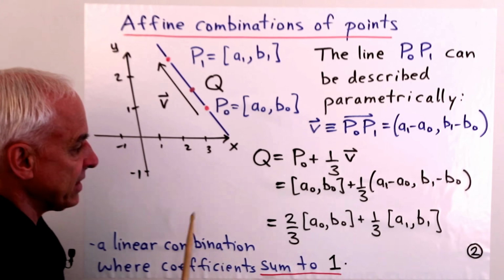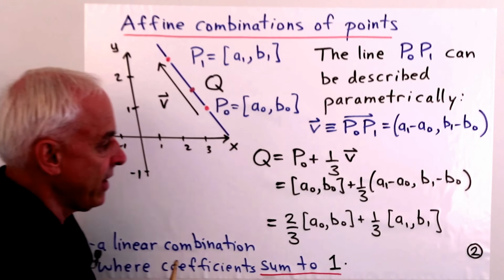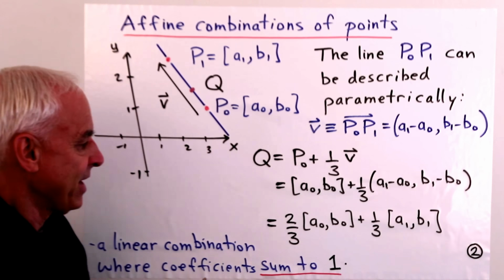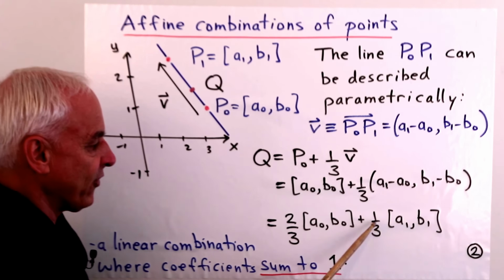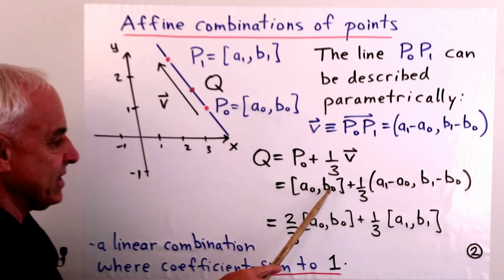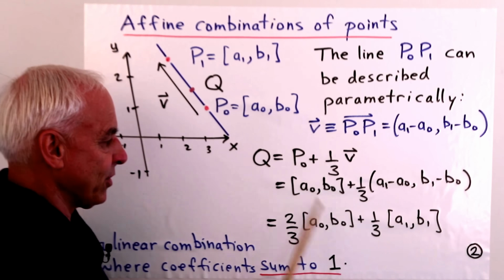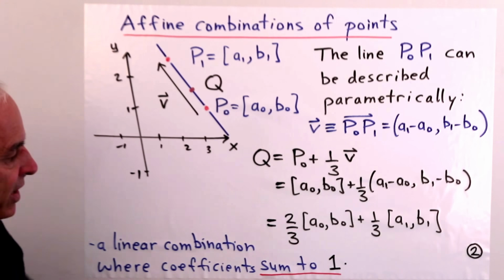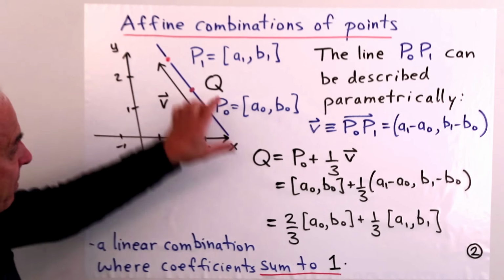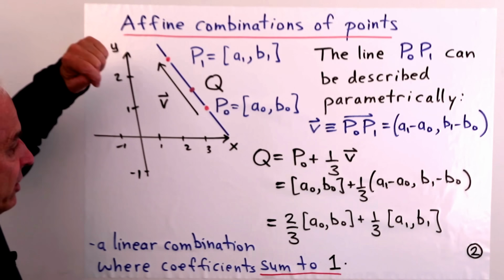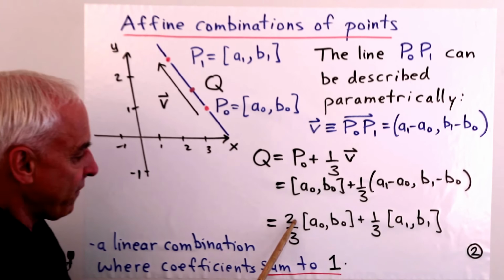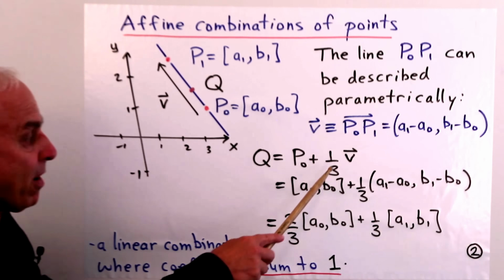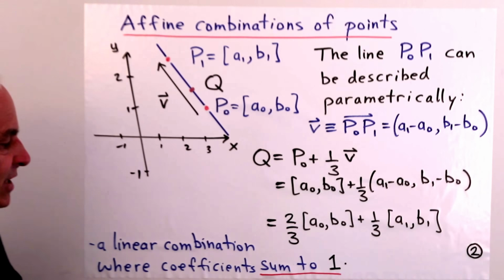So there's the point P0, there's 1/3 of that vector, and if we add them, the A0 plus 1/3 of that will give us 2/3 of A0 plus 1/3 of A1. And the B0 plus 1/3 of this will give us 2/3 of B0 plus 1/3 of B1. So this is a very nice way of describing a point that's intermediate between P0 and P1. The coefficients, 2/3 and 1/3 here, are determined by the multiple of the vector v that we're choosing.